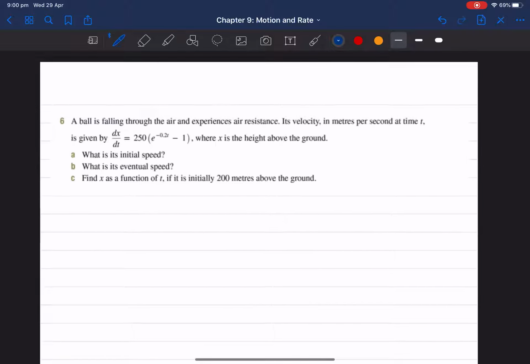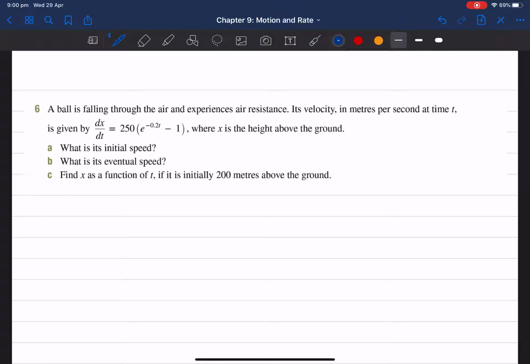Okay, so let's have a look at this question here. Let's just read the question first. A ball is falling through the air and experiences air resistance. Its velocity in meters per second at time t is given by this expression here.